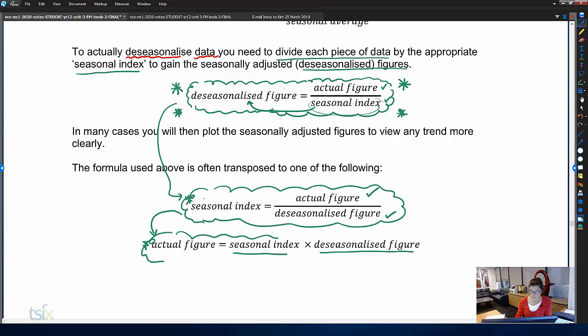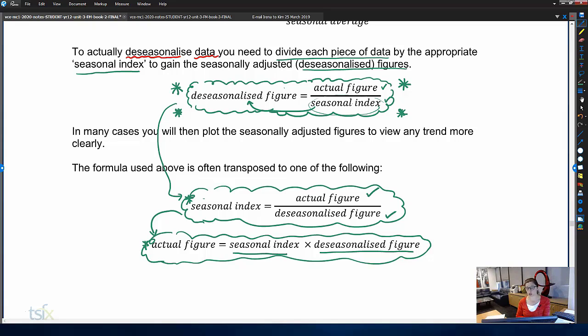relationships that you need to be familiar with, either calculating deseasonalized figure given actual figure and seasonal index, calculating the seasonal index given the actual figure and deseasonalized figure, or working out the actual figure given in a question you've got the seasonal index and deseasonalized figures. So essentially they all stem from that first equation. We've just transposed them so that we've got all the different subjects being considered.